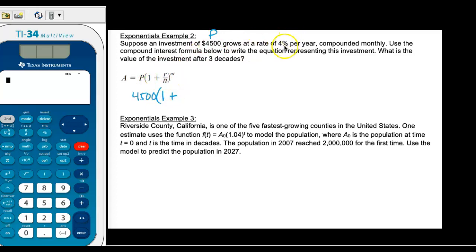R is rate as a decimal. So 4% as a decimal: we're going to take that decimal place and go 1, 2 spots to the left. So 4% is the same thing as 0.04 as a decimal.